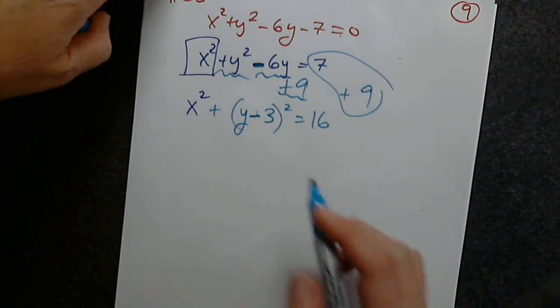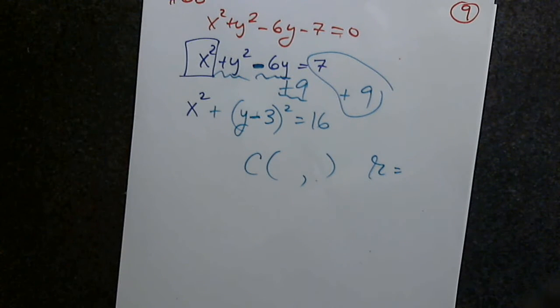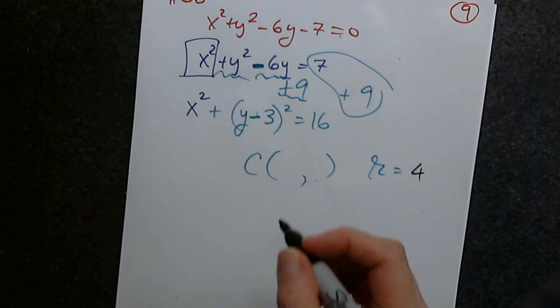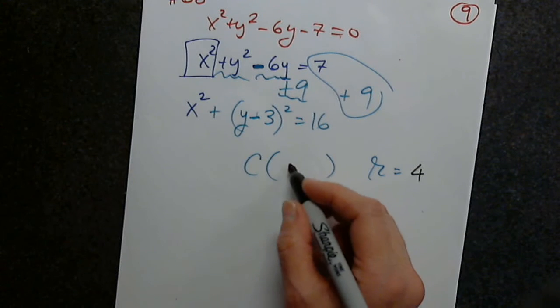Okay, perfect. That's it. So what is the center and what is the radius of this circle? Very good pick. Thank you. It really was good. Okay, very good. The radius is 4. Excellent. And the center? Very good.